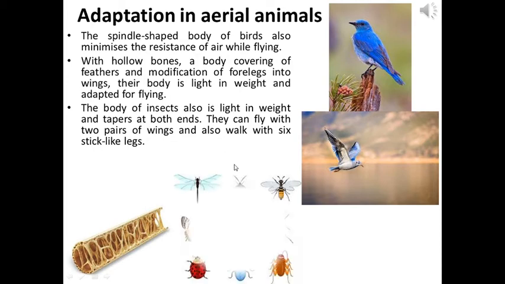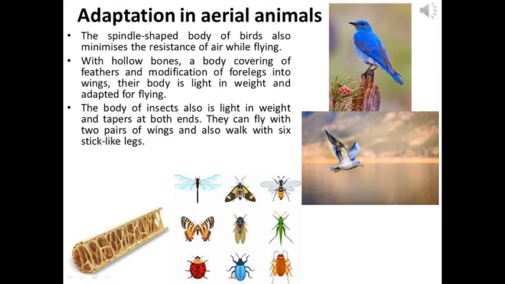Similarly, insects are also aerial animals. The body of insects is also light in weight and tapers at both ends. Even they have a spindle shaped body. They can fly with two pairs of wings and walk with six stick like legs.